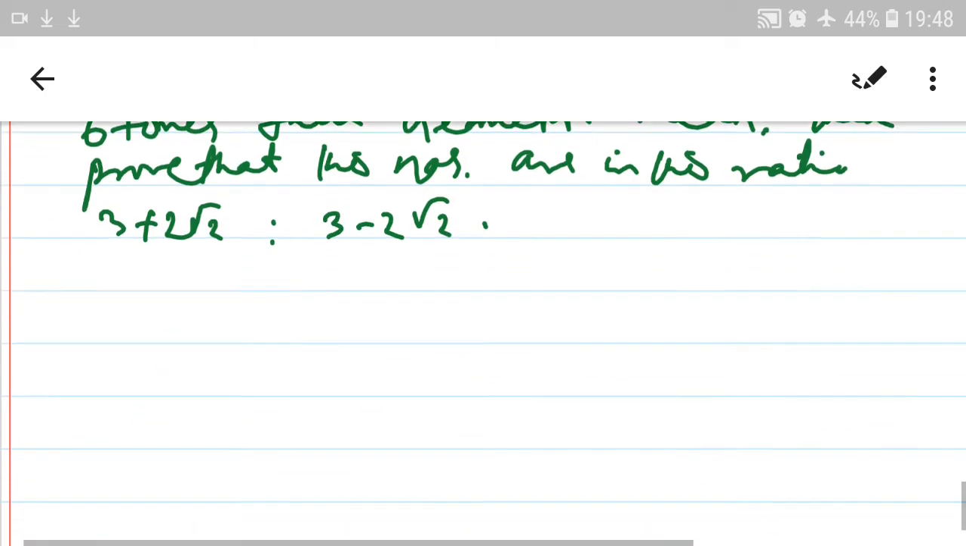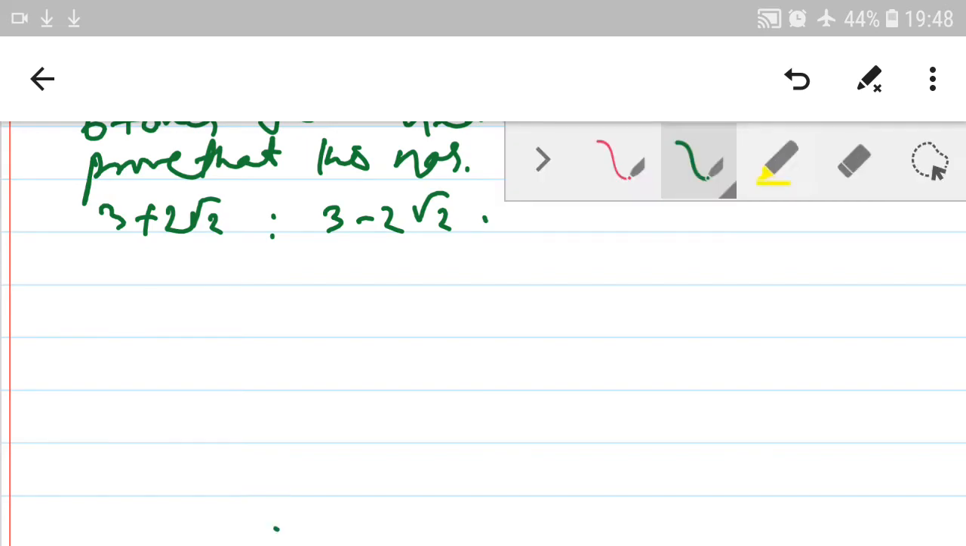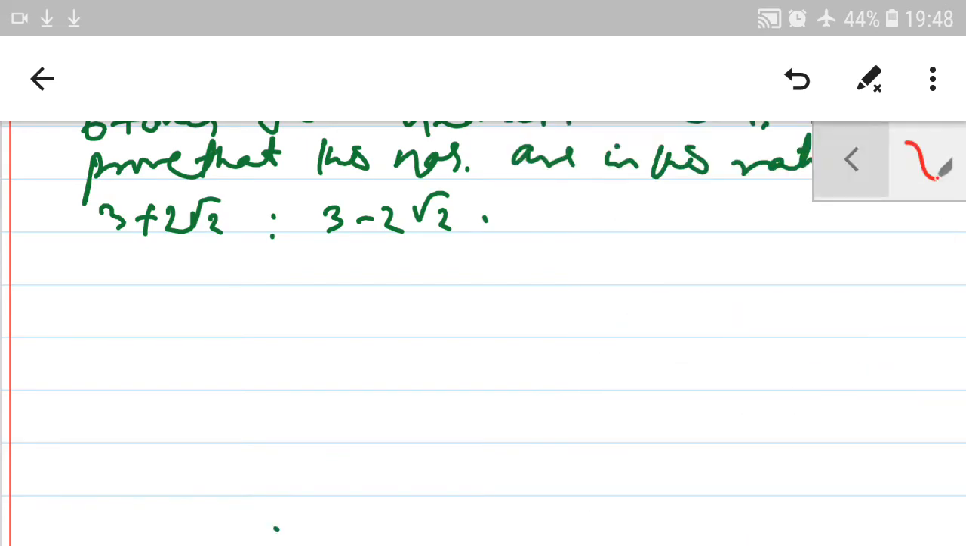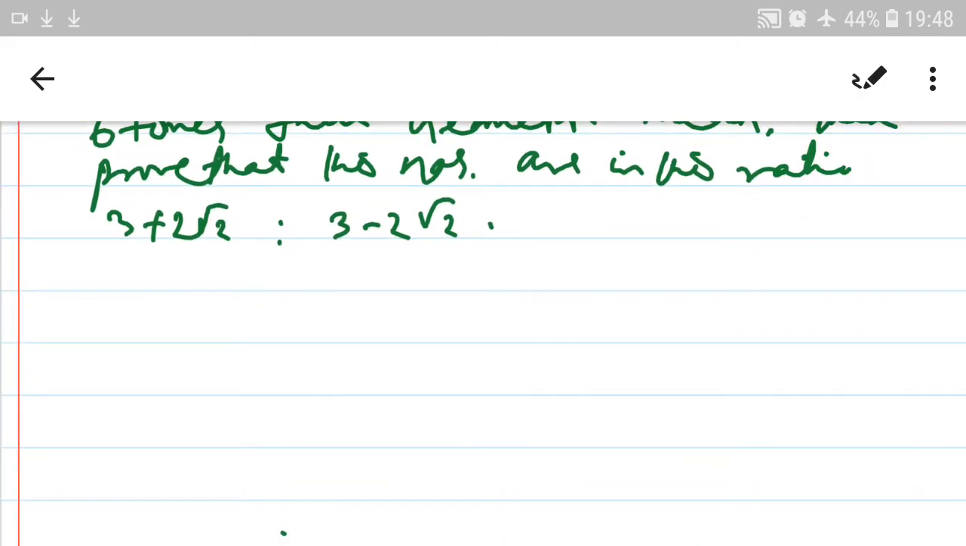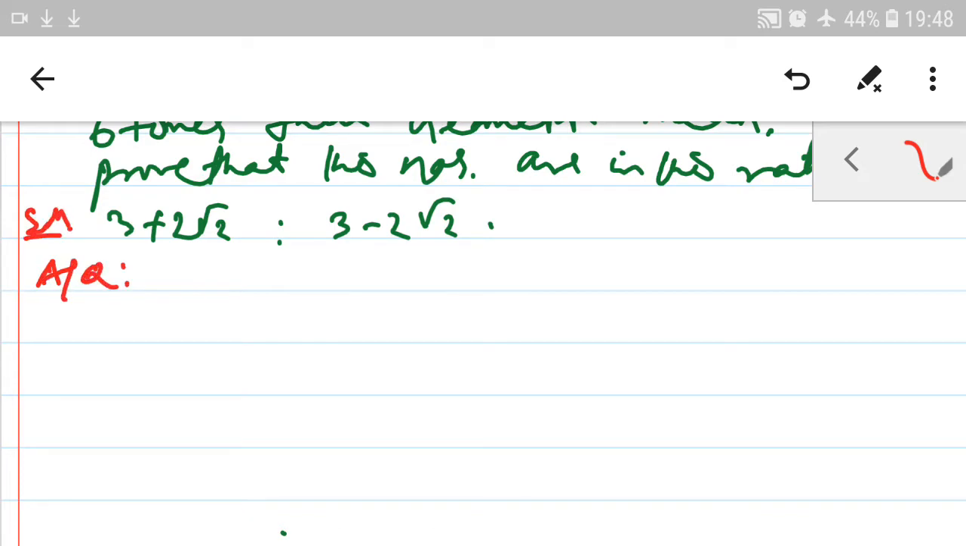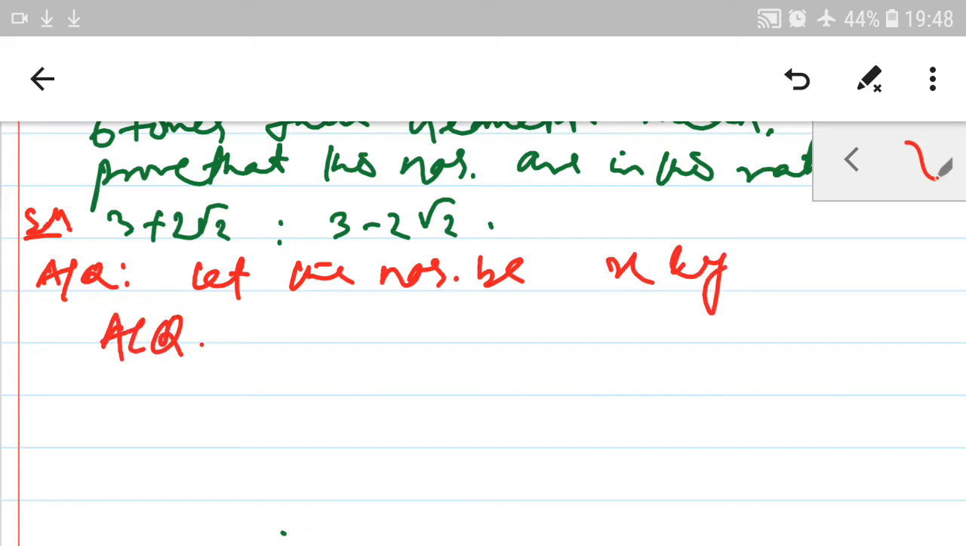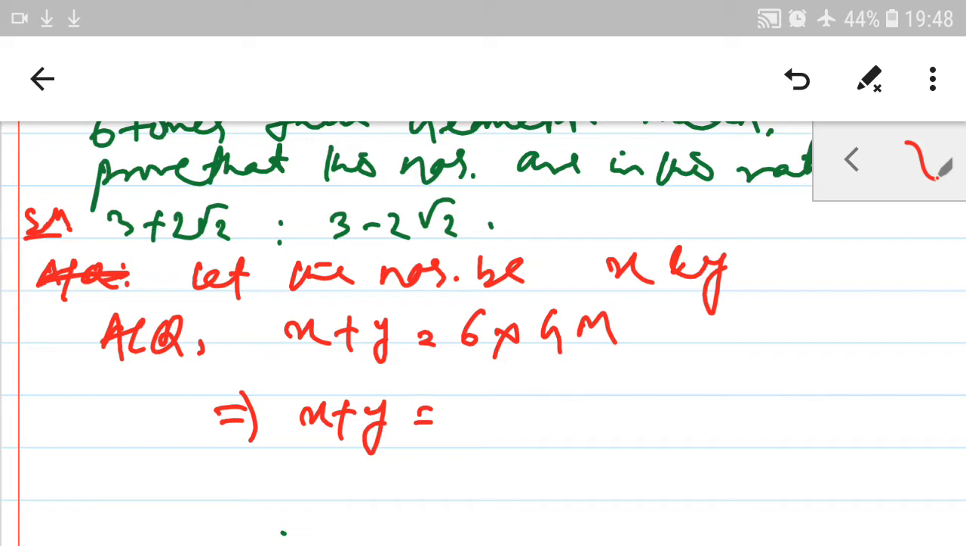Okay, so let me solve this one. According to the question, first I'll let the numbers be x and y. Then according to the question, the sum of two numbers, that is x plus y, is 6 times GM. So x plus y is equal to 6 times the geometric mean, which is under root of xy.